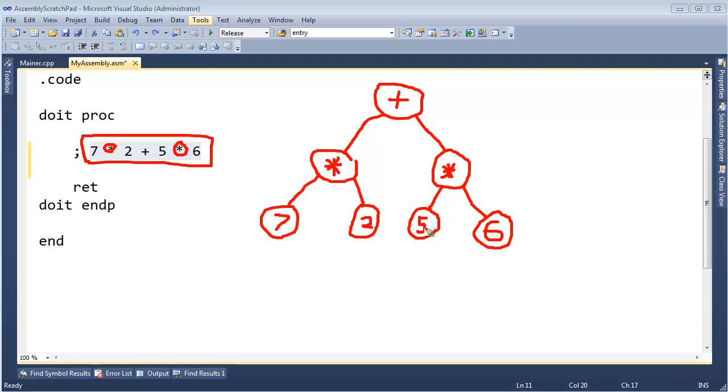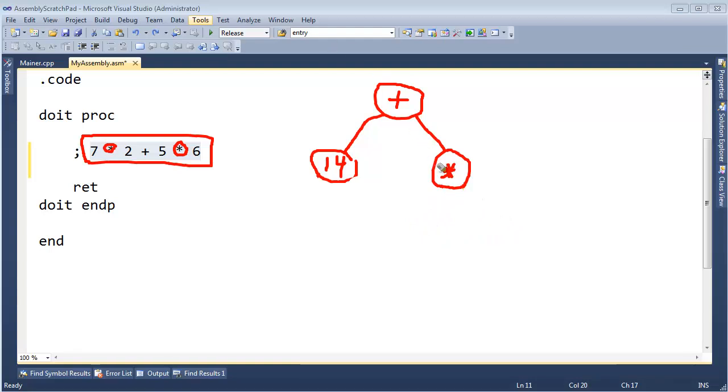What's really neat about these expression trees is that in order to evaluate their result, all we have to do is collapse them. How do we collapse them? We just evaluate them. So 7 times 2 is 14. Let me erase this here. 7 times 2 returns in place of itself a value, which is 14. And then 5 times 6 gives us 30. So let me get rid of this here, and that is 30.